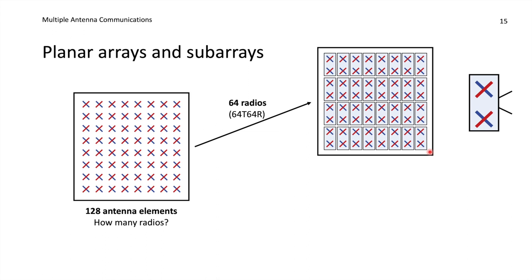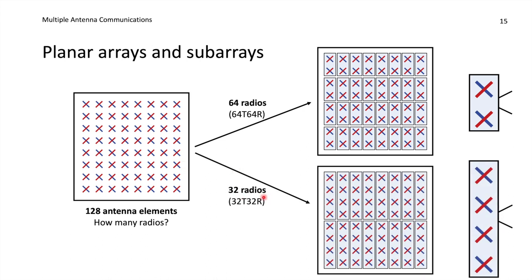Another way of building an array with the same number of antenna elements is to only have 32 radios. In this case, we could create subarrays containing 4 different elements that are next to each other vertically. So now we have doubled the size of our subarrays and effectively cut the number of radios in 2. And in terms of the ability to steer beams in different horizontal directions, it's essentially the same here, but vertically we have less resolution, so we can only steer the beams very little up and down. If we count the number of active antennas vertically here, there is only two of them.